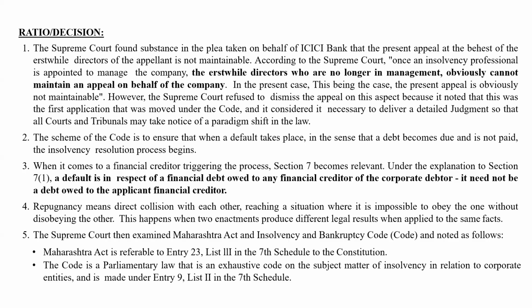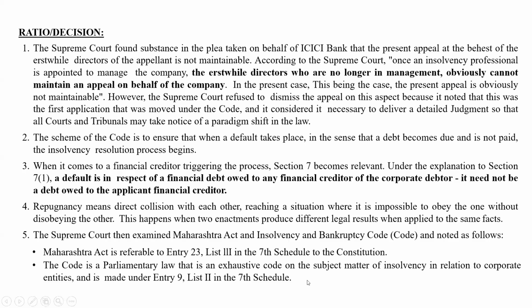The issue of repugnancy also came up because there was a repugnancy between the state legislation, the Maharashtra Relief Undertakings Act, and the IBC. They say repugnancy means a direct collision with each other, reaching a situation where it is impossible to obey the one without disobeying the other. This happens when two enactments produce different legal results when applied to the same facts. Whenever there is repugnancy between a state act and a central act, the central act will prevail. And wherever there is repugnancy between an earlier legislation and a later legislation, the later legislation will prevail.